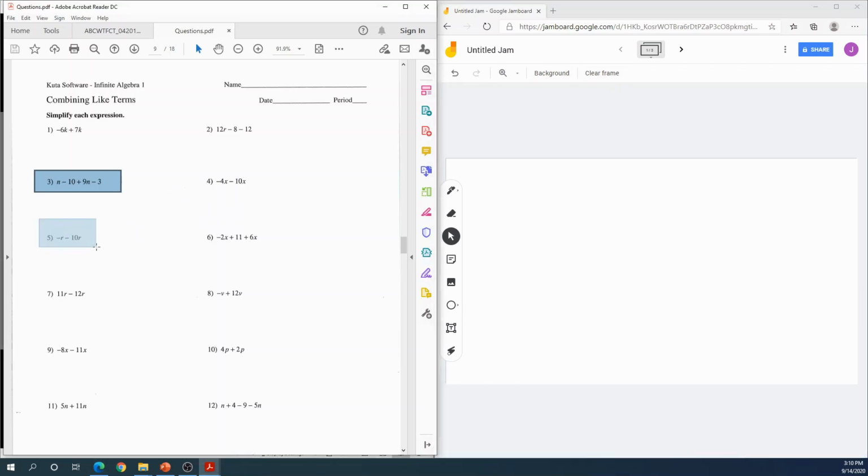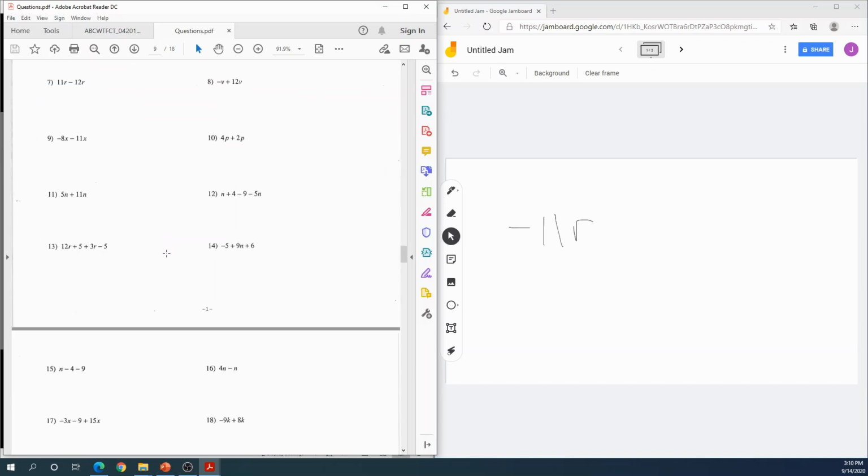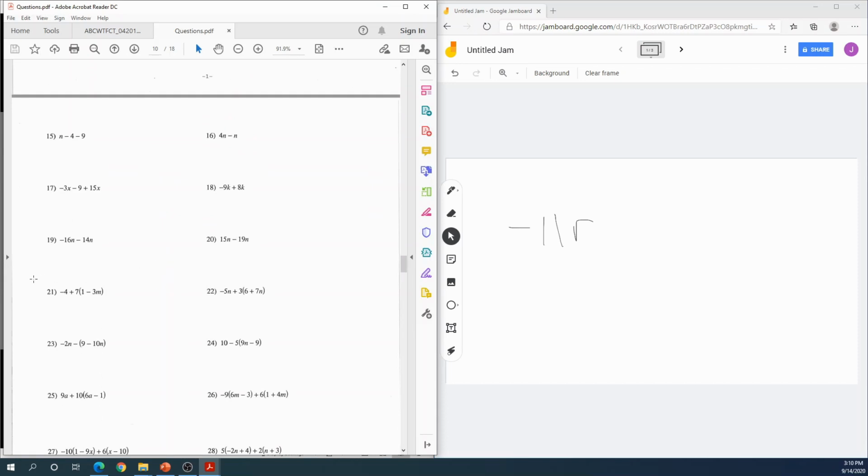Let's take a look at number 5. Minus r minus 10r is going to be a minus 11r. Pretty straightforward, just combining the like terms. Let's jump down here and take a look at problem number 21. This one gets a little bit more interesting.